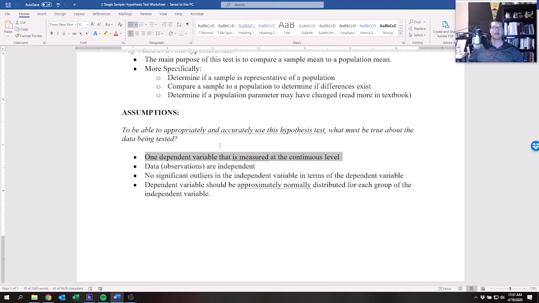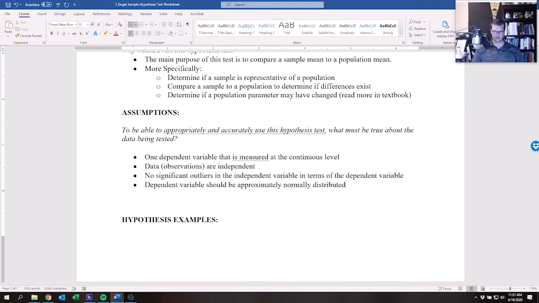And then also, there are no significant outliers in the independent variable. And then the dependent variable should be approximately normally distributed. There we go. Okay, so the amount that those realtors make should be normally distributed.